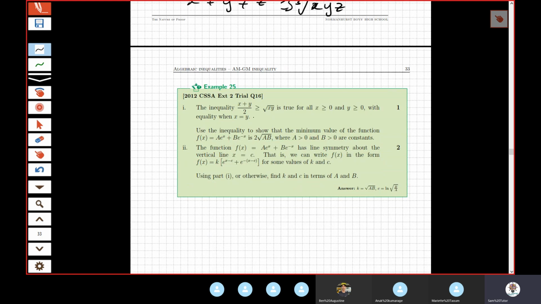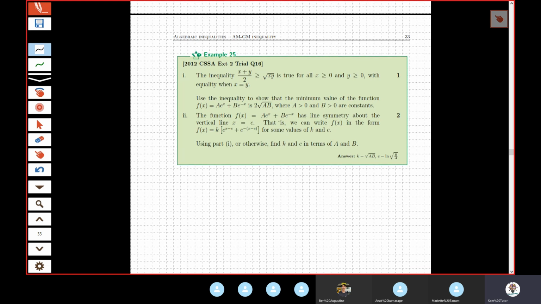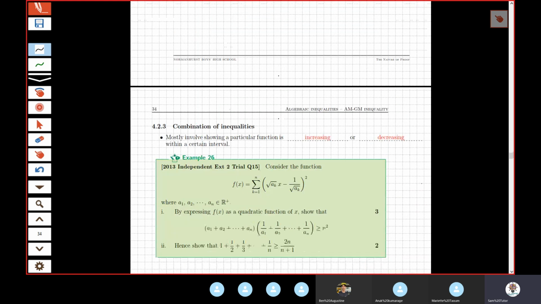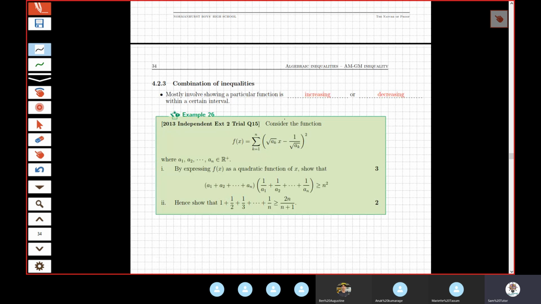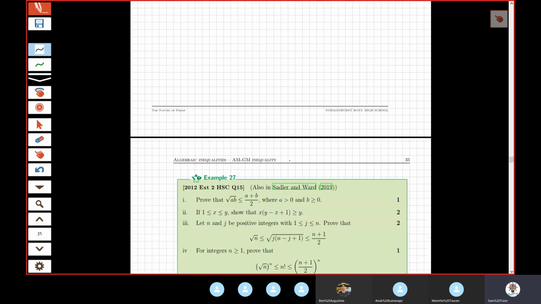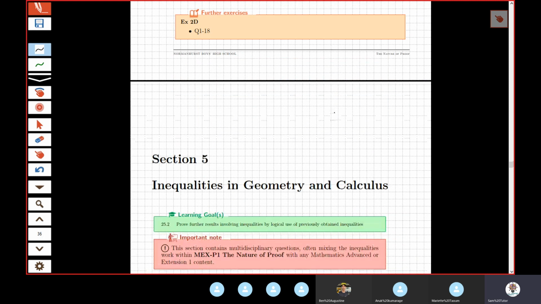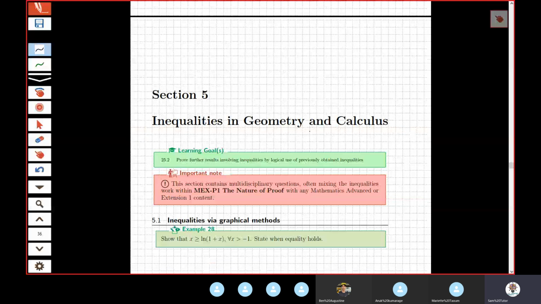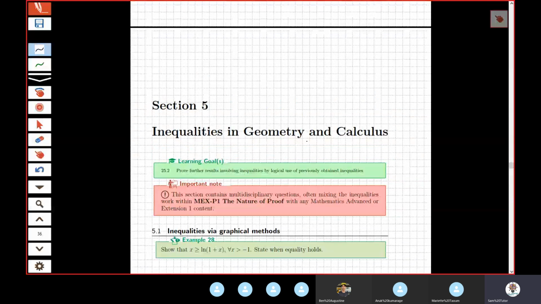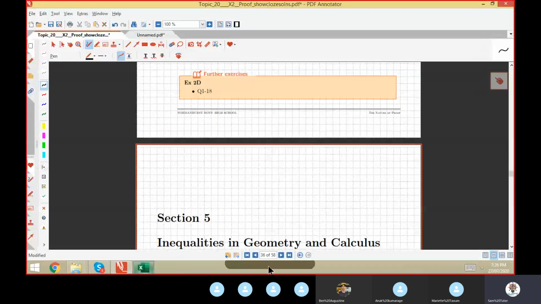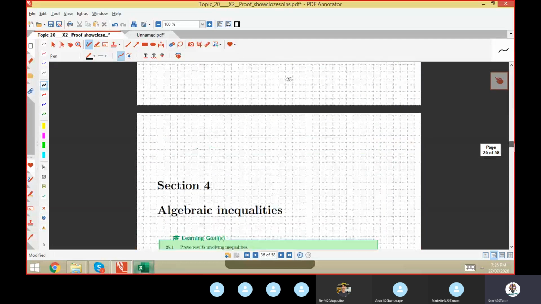The inequality is true with equality when x equals y. Use the inequality to show the minimum value of the function. All right, we haven't done calculus cases, so I don't really want to do these ones. Combinations of inequalities. Again, these will be part of increasing, so part of functions and calculus. All right. How are we going for time? Oh. All right, next week we'll start calculus inequalities. So part of geometry and calculus inequalities. Okay, calculus inequalities next week.